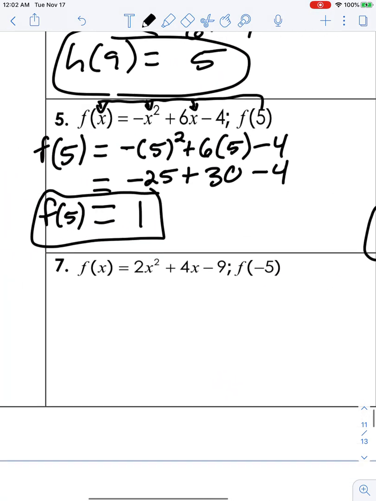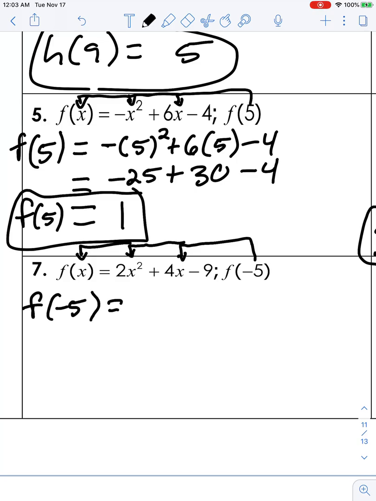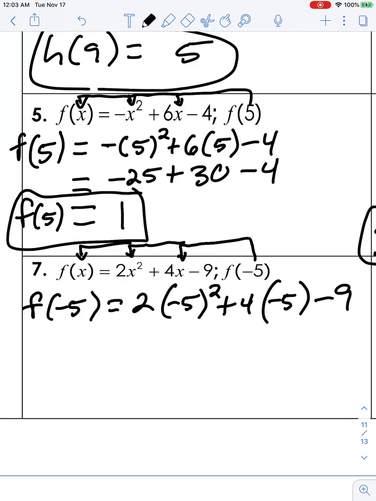All right. Number 7, it wants to know the answer when you plug in -5 for each x. So that's going to be f of negative 5. And then we're going to take out the x, put in a parenthesis, take out the x, put in a parenthesis, and then finish out the problem.